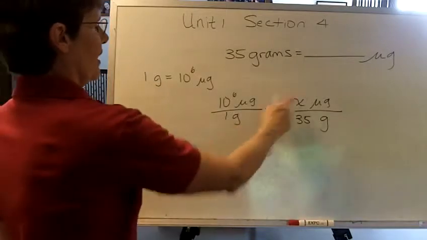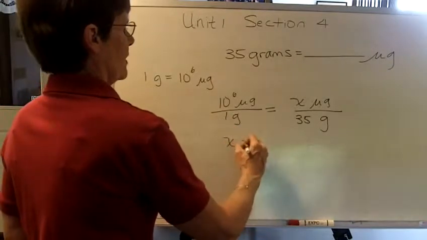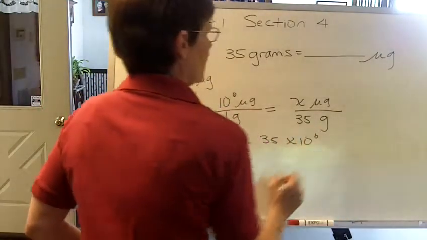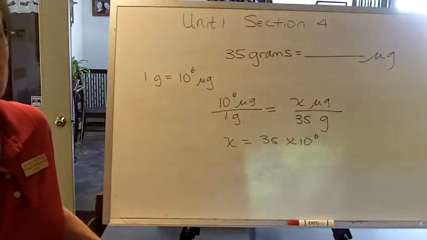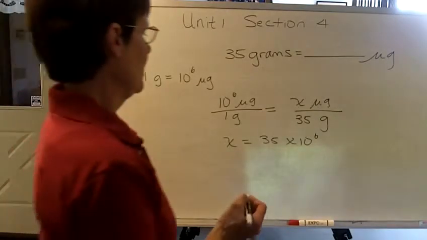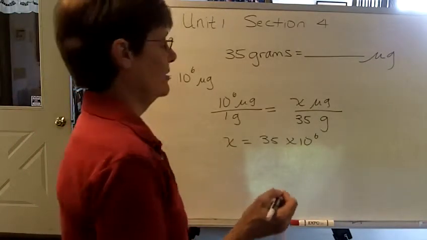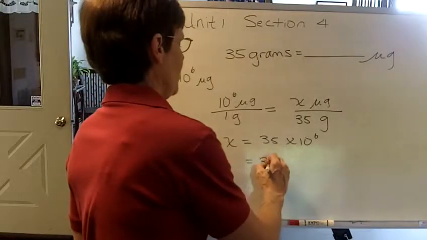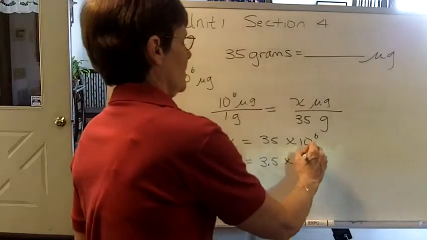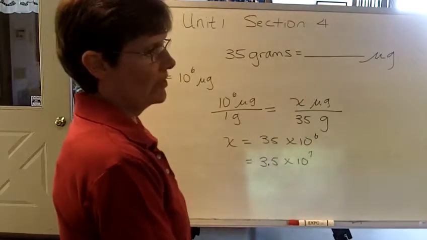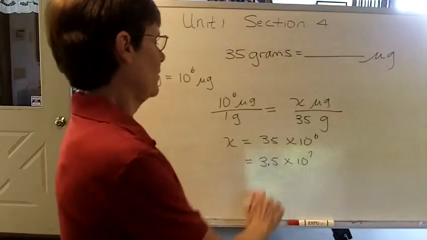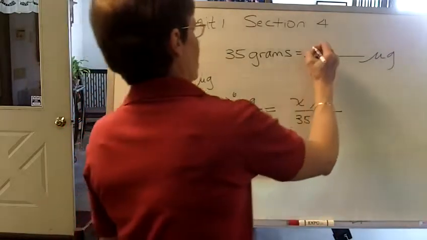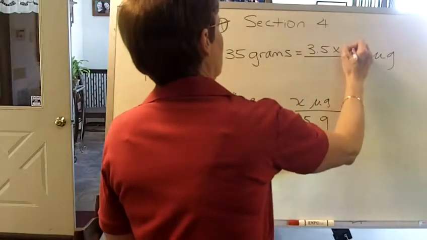All right, cross multiplying, x times 1, oh, that's nice, is 35 times 10 to the 6. So at this point, it's a whole lot easier to just leave it in scientific notation. And if you remember how to do proper scientific notation, we want a decimal point right there. So we'll say 3.5 times 10 to the 7th. But since we haven't officially learned scientific notation yet, if you left it in that form, I would be okay with that.